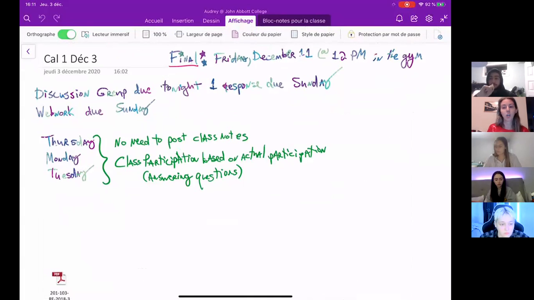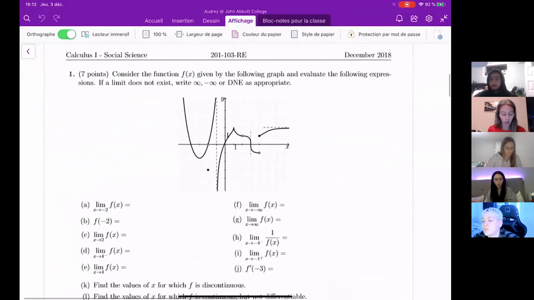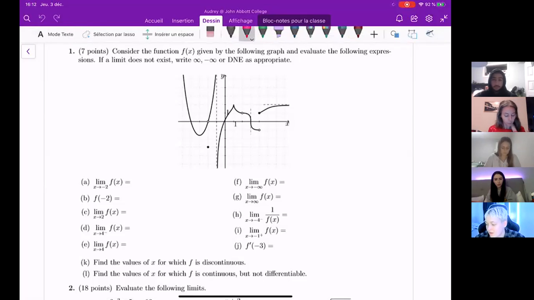You will have limits and derivatives from a graph, that type of thing. So we're going to start by doing question 1 here, where we're evaluating limits from a graph. So I'm going to do a few of them by myself, just talking about them, and then I'm going to maybe ask you guys to evaluate a few as well, just to make sure that you're remembering how to do this. So the limit as x approaches -2 of f of x.